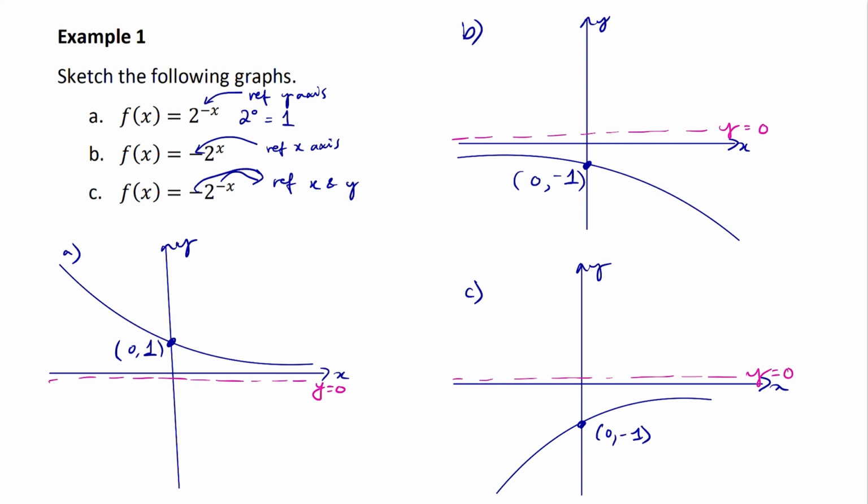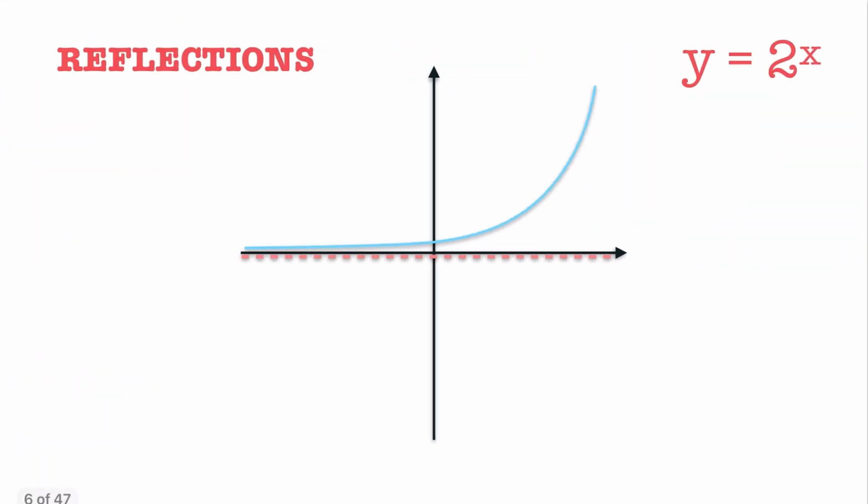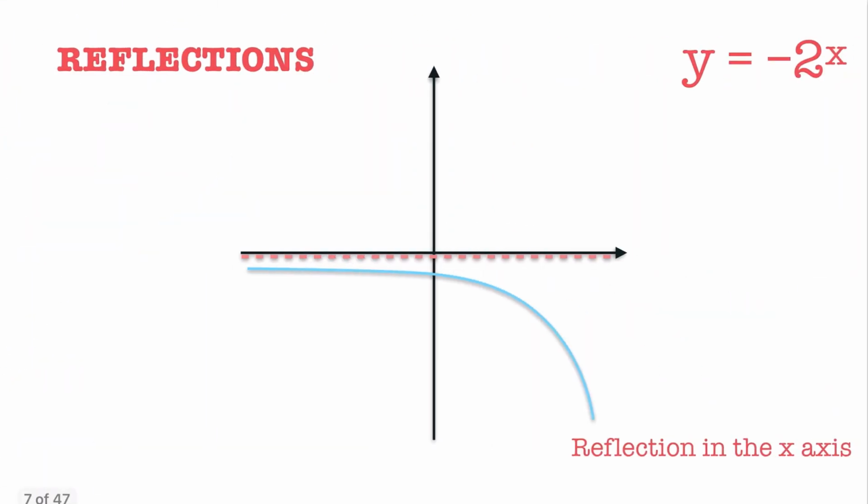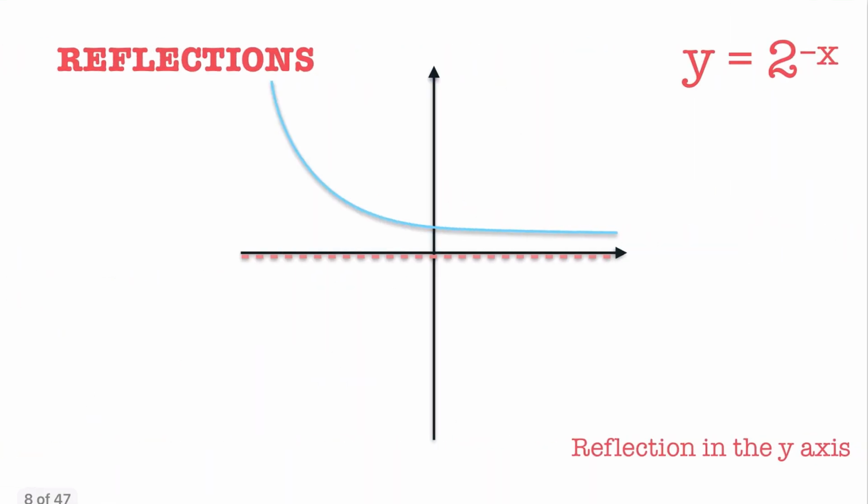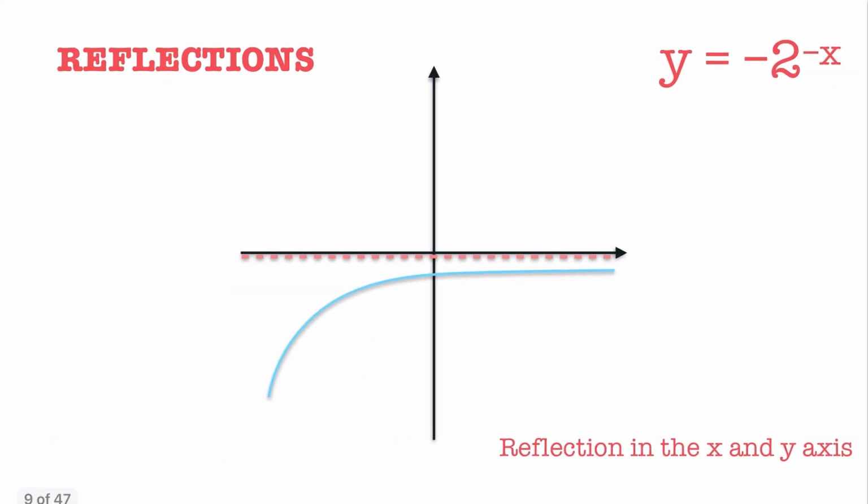So just as a little bit of a summary, I've got some slides with them on. So here's y equals 2^x, that's our original. This is a reflection in the x-axis, reflection in the y-axis, and a reflection in both.